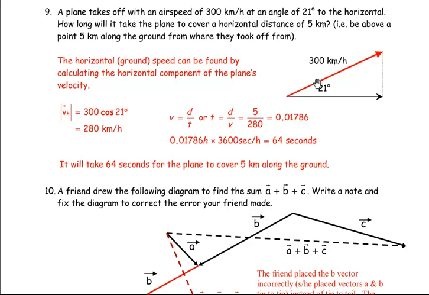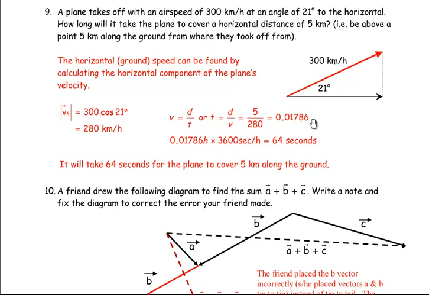So although the plane is flying 300 along that path, it's actually only passing over the ground at a speed of 280 kilometers per hour. Now, velocity is distance over time. We want time. So we rearrange this for t. Time is distance over velocity. The distance is 5 kilometers. The velocity is 280. And if you divide that, you get 0.01786, and that would be hours.